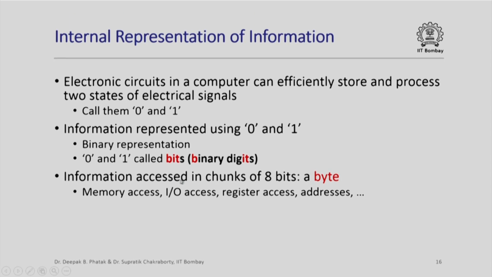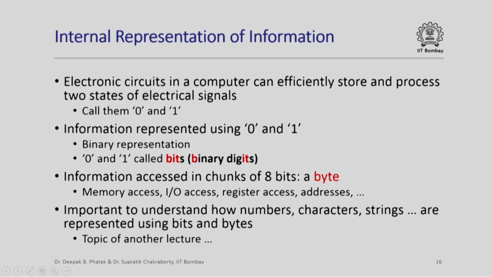Information is usually accessed in a computer not in terms of individual bits but in chunks of 8 bits, which is also called a byte. So for example, when we access memory, IO device, register, or when we send an address, we usually send chunks of 8 bits. And it is very important to understand how numbers, characters, strings, the different kinds of things that a computer is going to process that we will write programs to manipulate are represented using bits and bytes, but this will be the topic of another lecture.